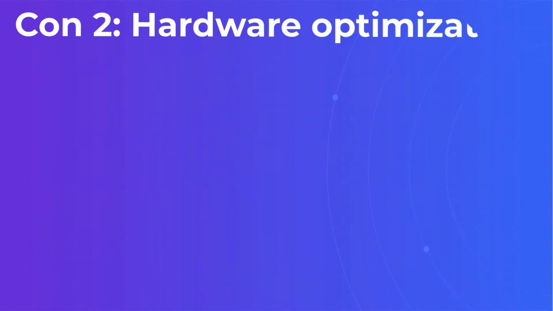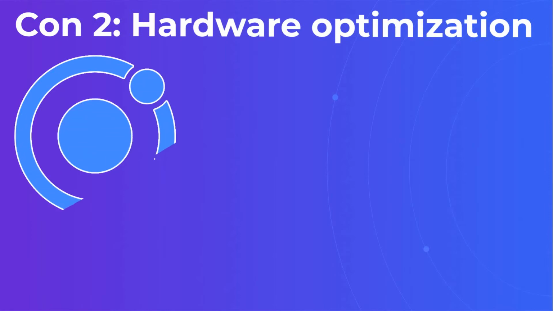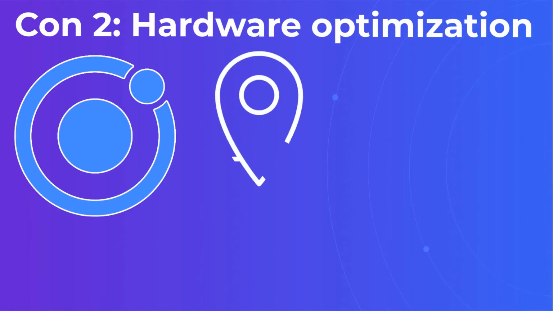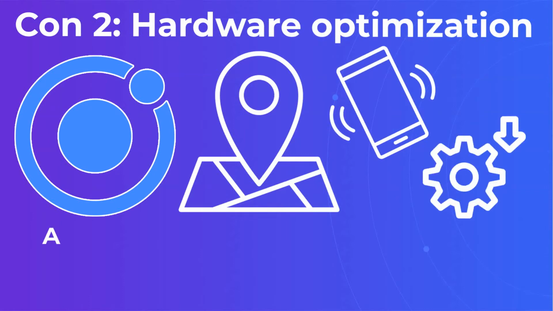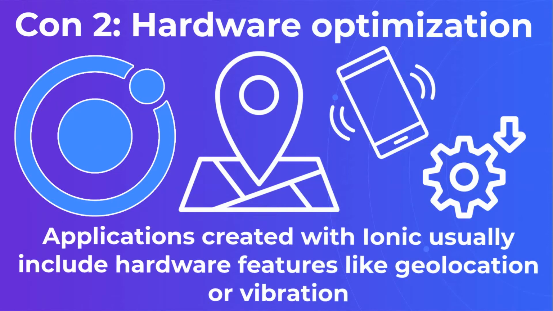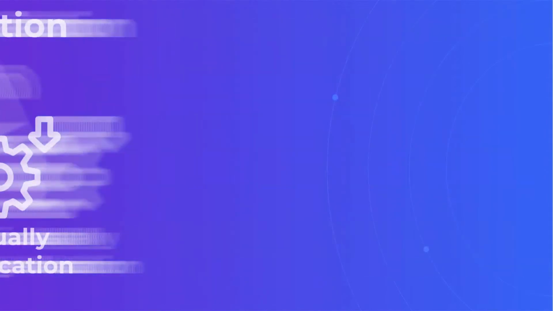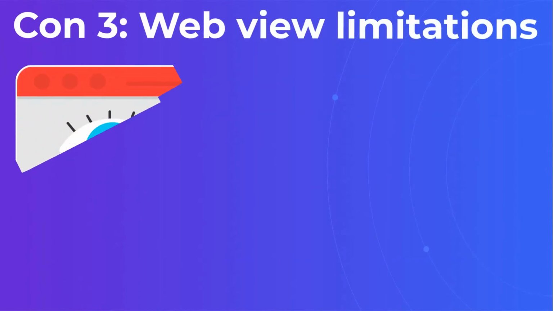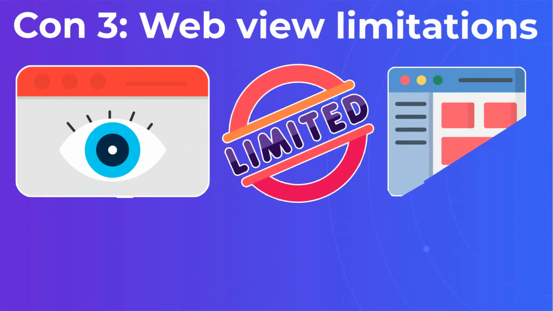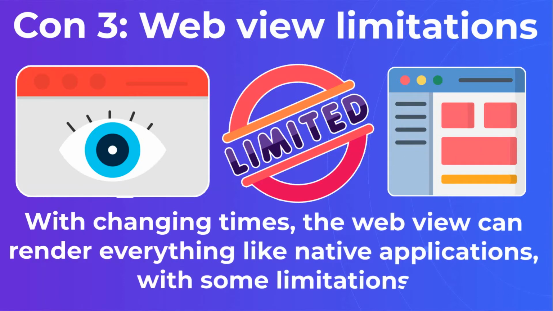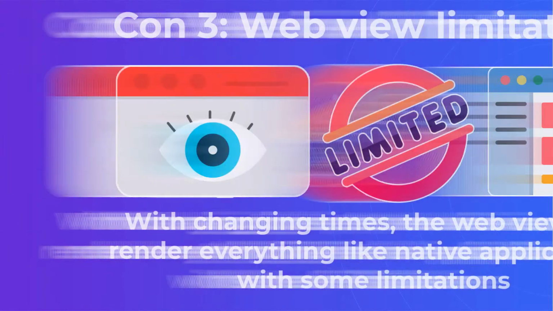Con 2. Hardware optimization. Applications created with Ionic usually include hardware features like geolocation or vibration. In most cases, everything works fine, but there are times when hardware features do not match the quality of those included with native applications. Con 3. Web view limitations. With changing times, the web view can render everything like native applications, with some limitations. Ionic uses it to provide the app interface.